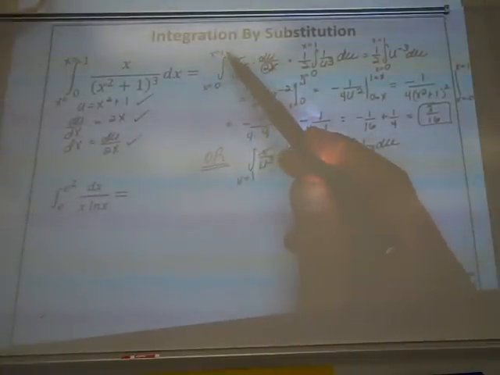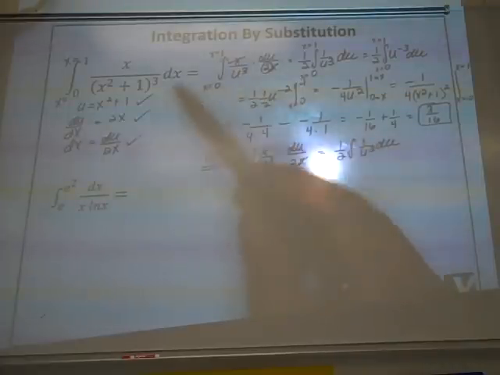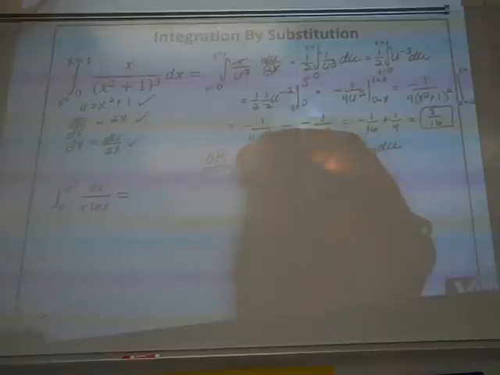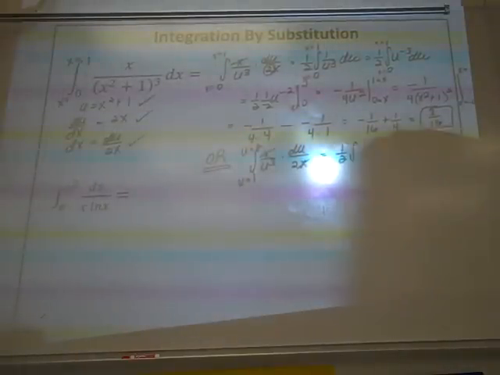Now let's look at our upper limit. We used to refer to the upper limit as x equals 1. If x equals 1, then u is 1 squared plus 1. U is 2.